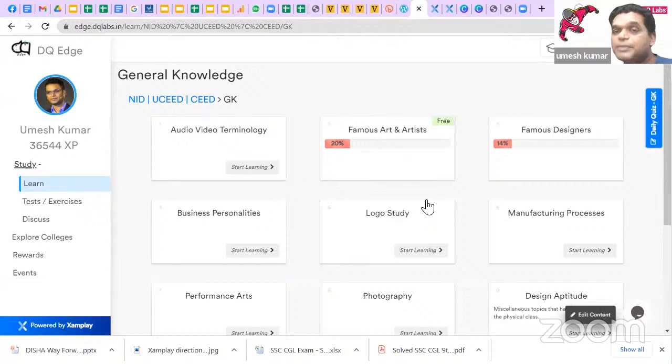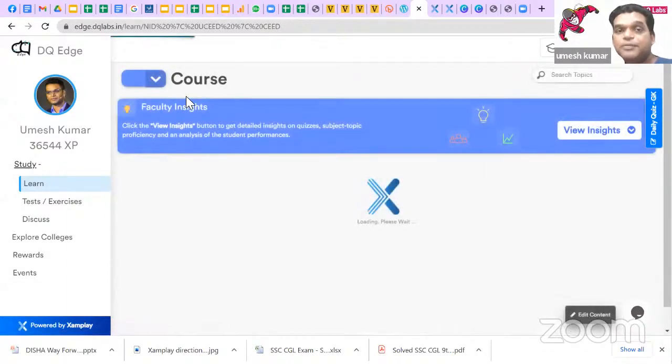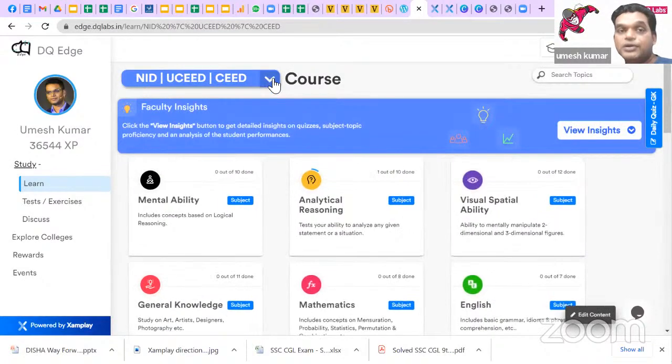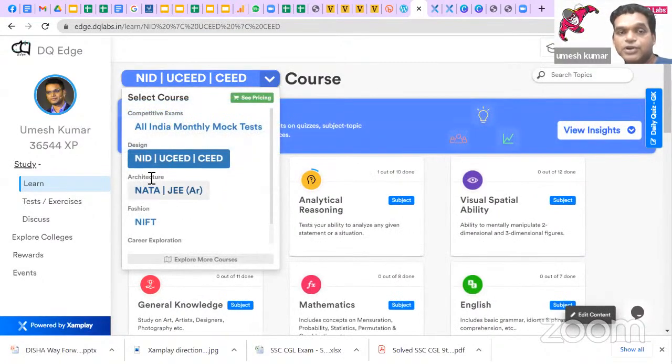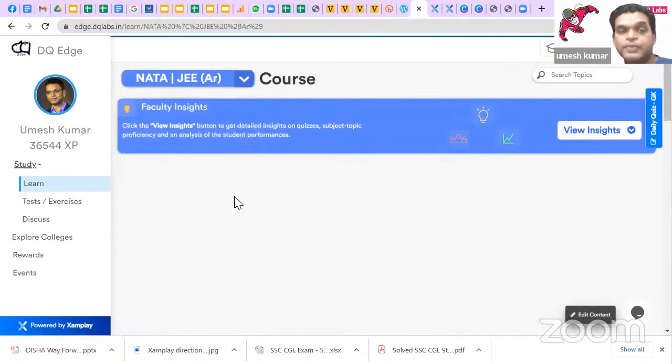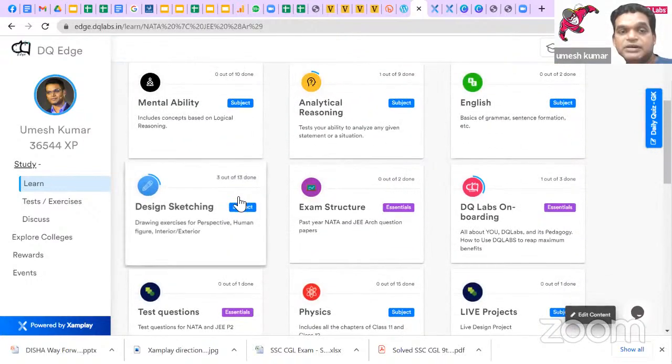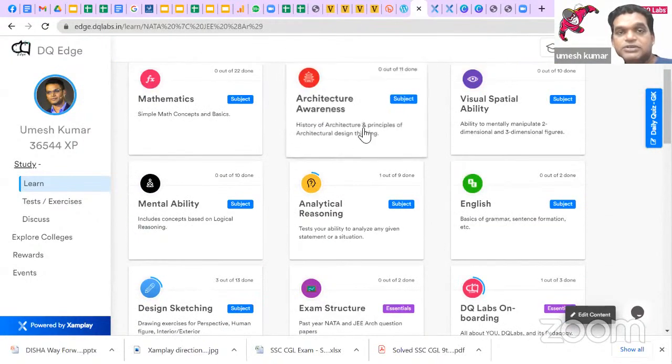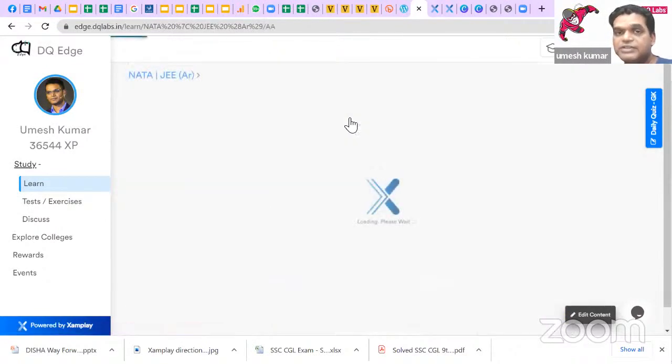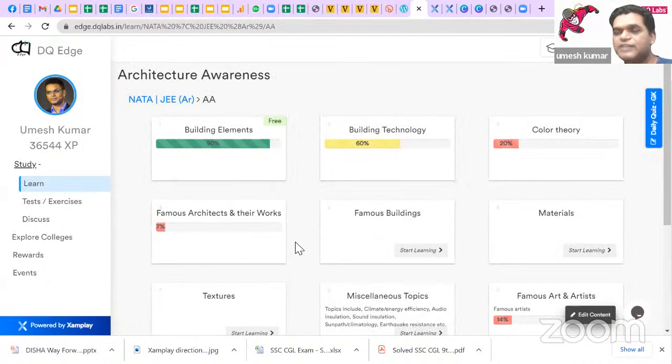The same question applies for JEE and NATA as well. Please go through the heat maps, and we have put up similar information for architecture also. If you go for architecture under NATA JEE, we have general knowledge of architectural awareness, a specific space called architectural awareness. In this, you will see all the stuff that you should be knowing, and you should be thorough in this.